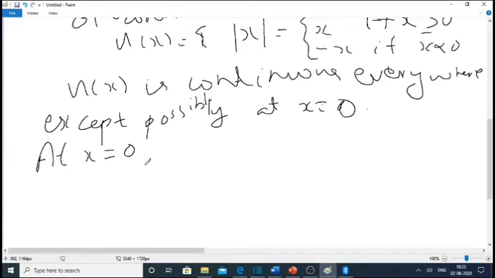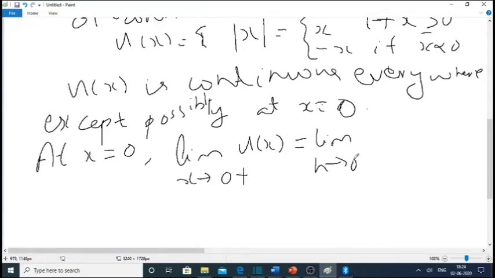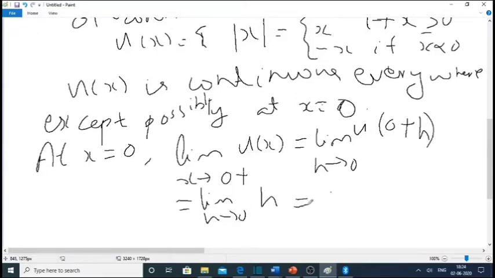we take the left hand limit and the right hand limit. Limit x tends to 0 plus of u of x equal to limit h tends to 0 of u of 0 plus h, which is equal to limit h tends to 0 of h, since u of x equal to x if x greater than 0, which is equal to 0.